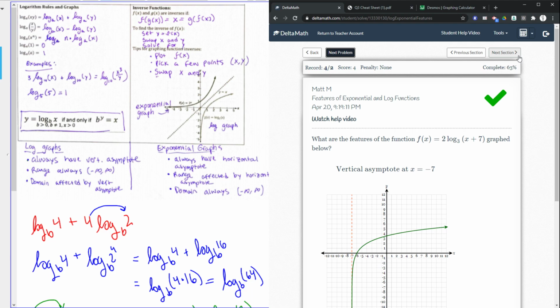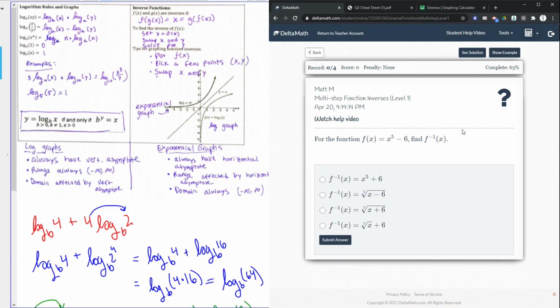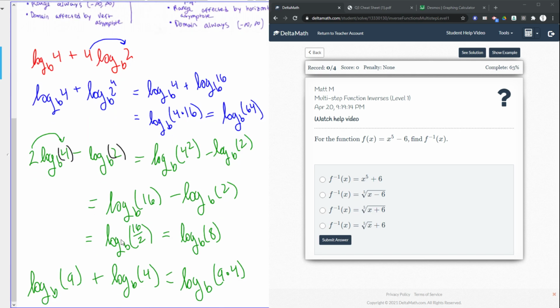Beautiful. Next section, here we go. All right, so this is function inverses. There's a few ways to do this. We could find it algebraically. I guess we'll do that for a couple. So our rules, remember, we set y equal to f of x, swap x and y, solve for y. Let's try that.